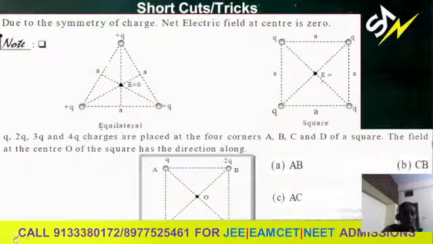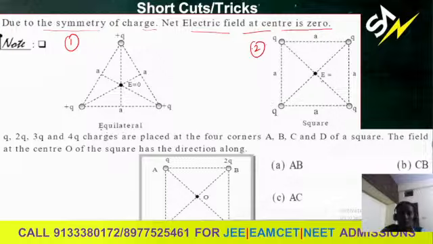Please, all of you look into this diagram. First diagram, it is an equilateral triangle system of side A. Due to the symmetry of the charge, you can say the net electric field at the center is 0. So in the first and second figures, they're asking at the center due to the corners, what is the net electric field? Okay, let it be A, B, C.